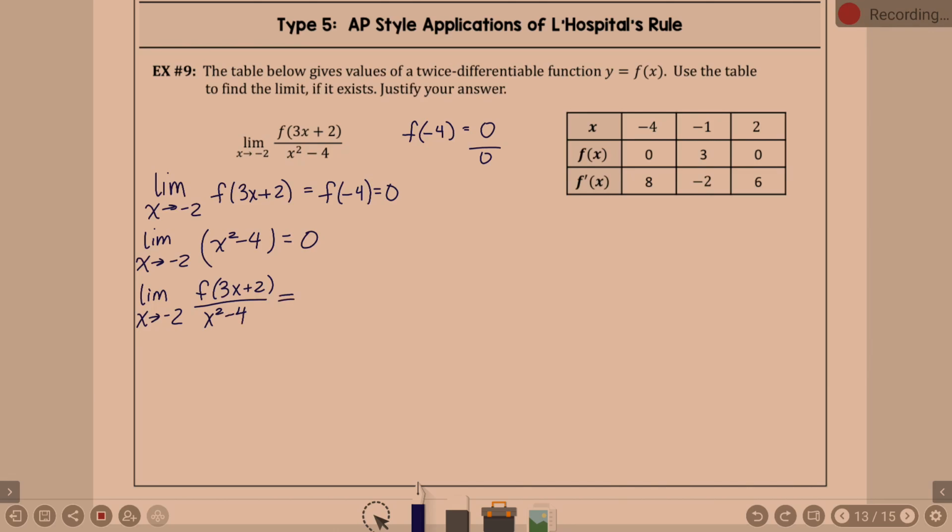So, by L'Hopital's, is the limit as x approaches negative 2. Okay, be careful. Derivative of the top.